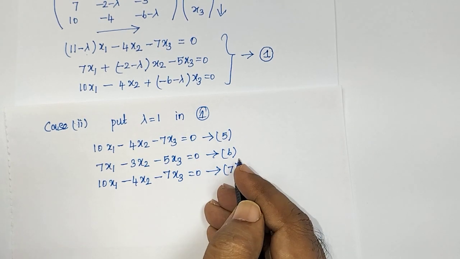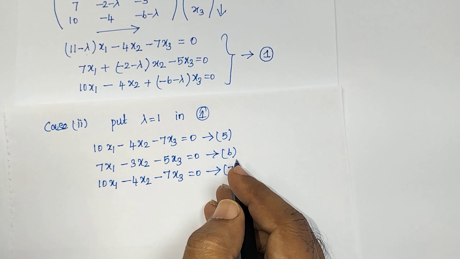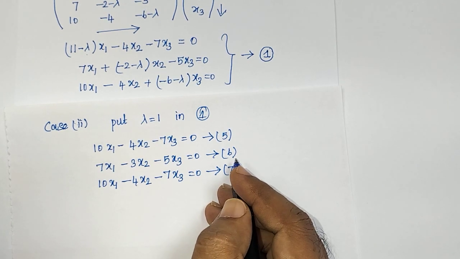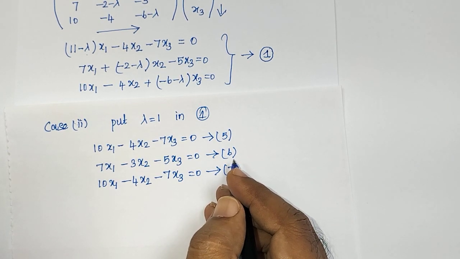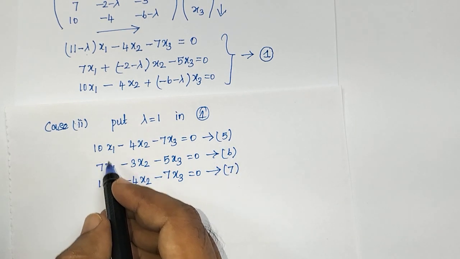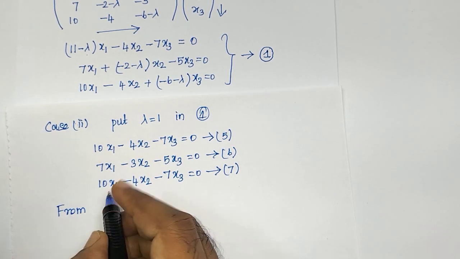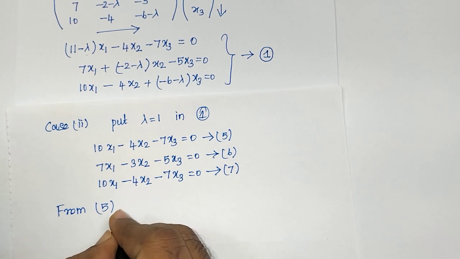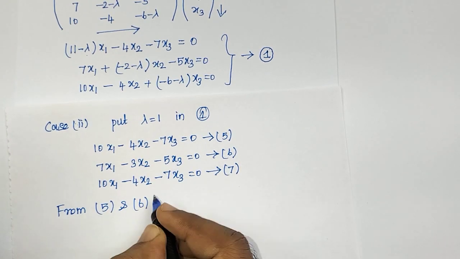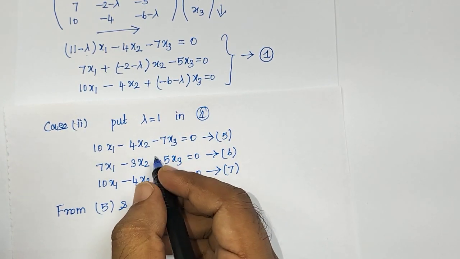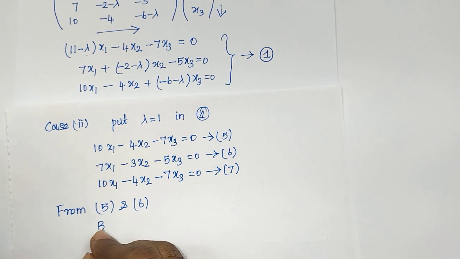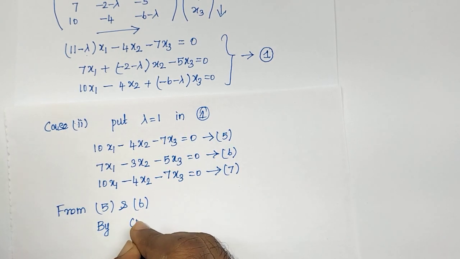So we can apply the cross rule multiplication method only if we have two different equations. Otherwise we cannot apply the cross rule method here. So I am taking two different equations, that is, from equations 5 and 6, because these two are different. So we can apply the cross rule multiplication method.